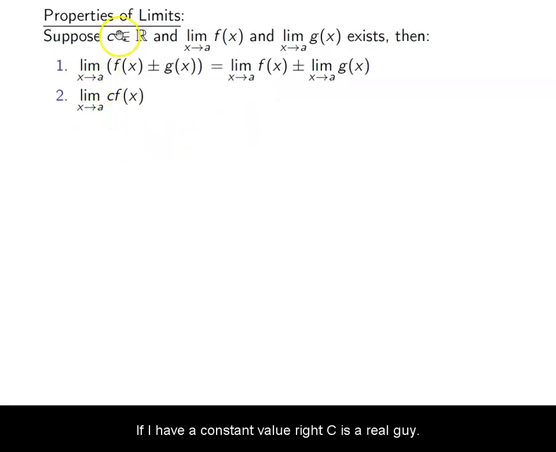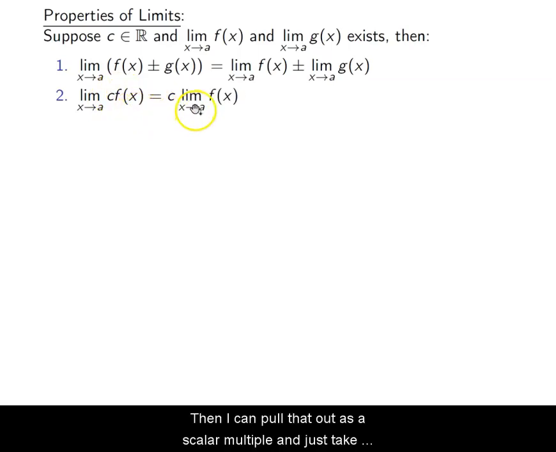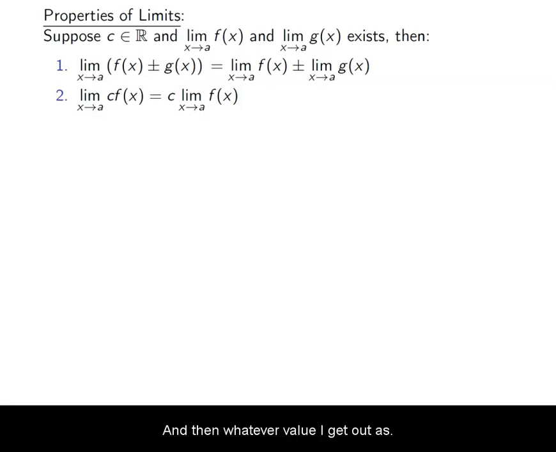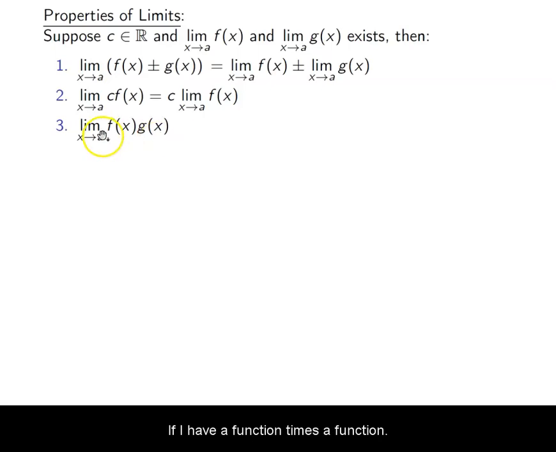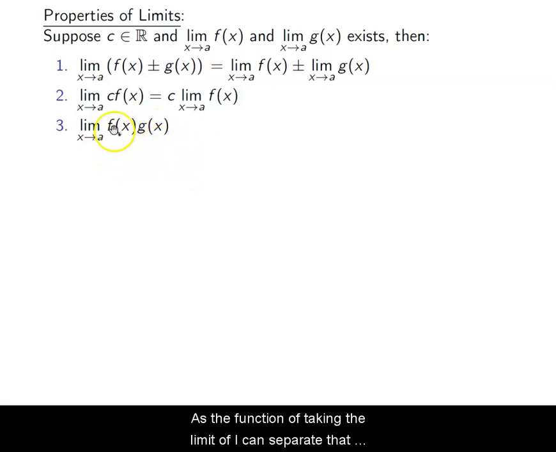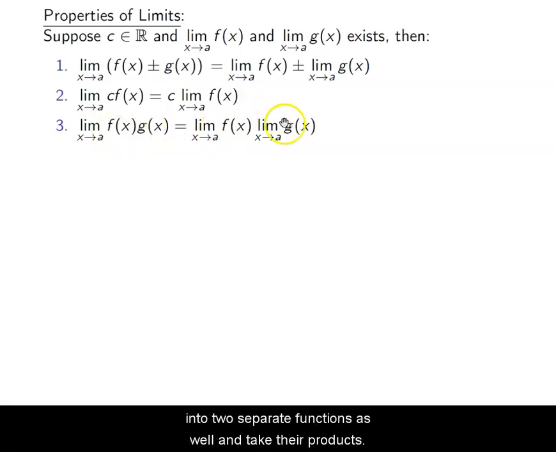If I have a constant value, right, C is a real value, times a function, then I can pull that out as a scalar multiple and just take the limit of my function and then multiply it by that scalar amount. Okay, so for instance, 3x. I can just take the limit of the x function, and then whatever value I get out as x goes to whatever number, and then just multiply it by whatever that constant was, in this case 3. Okay. If I have a function times a function as the function I'm taking the limit of, I can separate that into two separate functions as well and take their product.